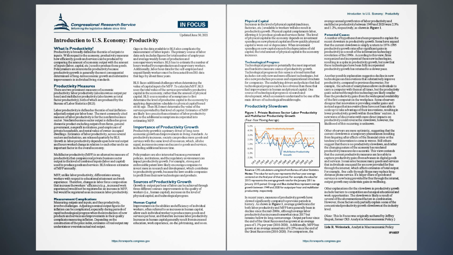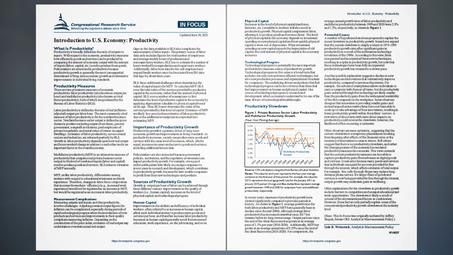Increases in human capital generally result from increased education, work experience, on-the-job training, and so on. Physical capital. Increases in the level of physical capital, machines, factories, etc., available to workers will also result in productivity growth. Physical capital complements labor, allowing it to produce goods and services faster. The level of physical capital in the economy depends on investment spending on new physical capital and how quickly physical capital is worn out or depreciates.